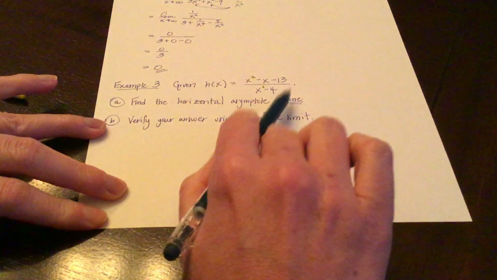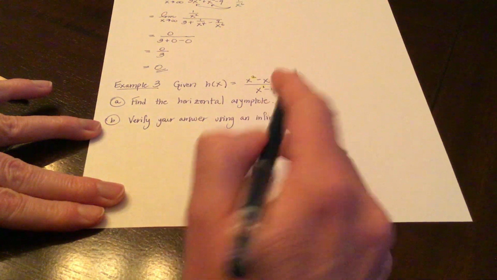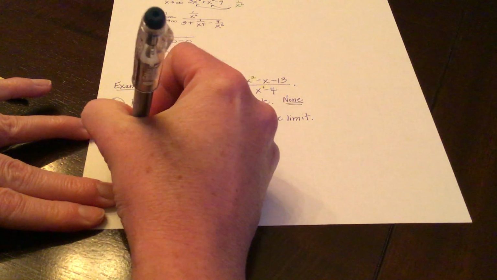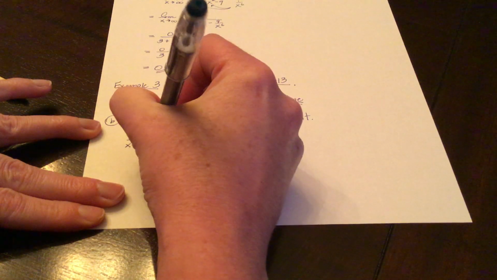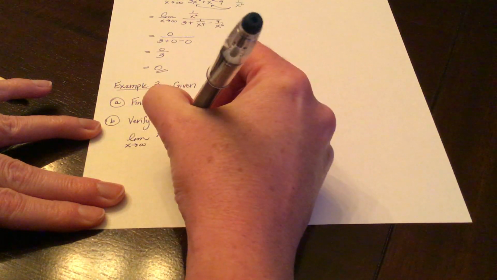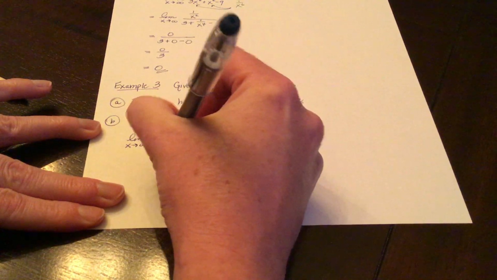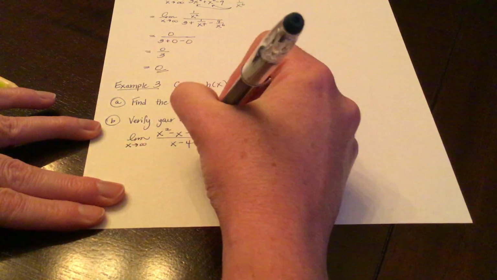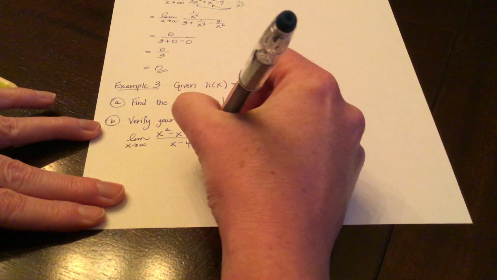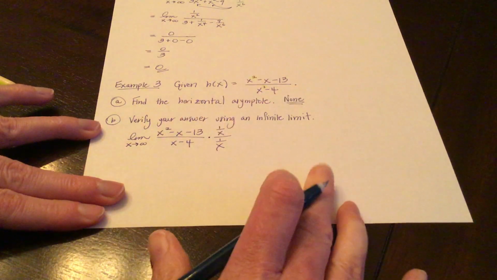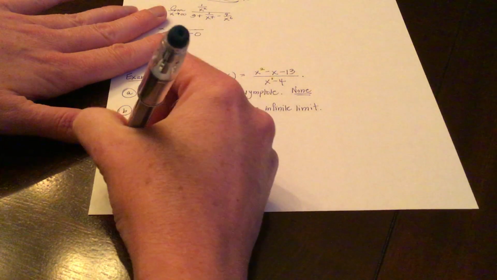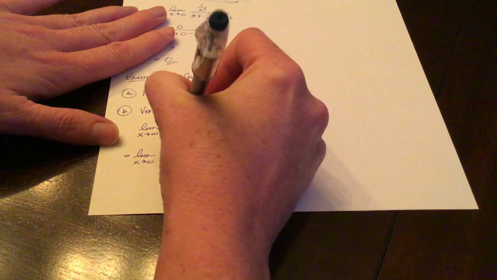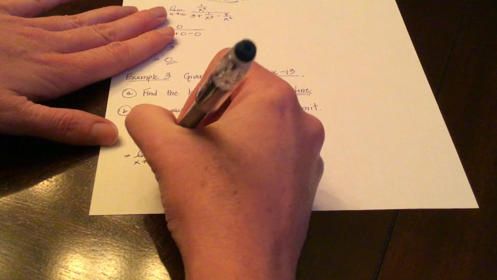Let's verify that this is true by using an infinite limit. So if we take the limit as x approaches infinity of x squared minus x minus 13 over x minus 4. Again, if you look at the degree of the denominator, which is 1, and use that to create your creative version of 1, so 1 over x to the first power, and then distribute it in. We'd have the limit as x approaches infinity of then just multiply and cancel as you go.